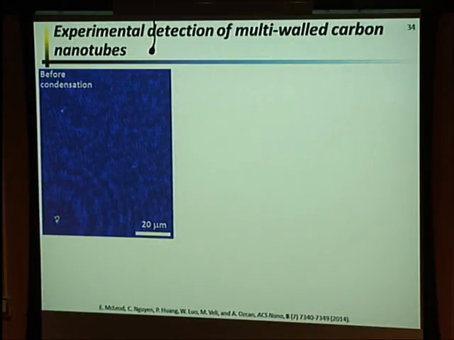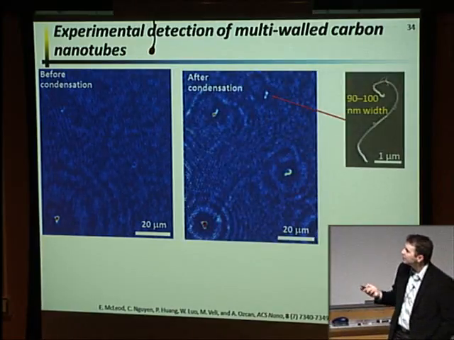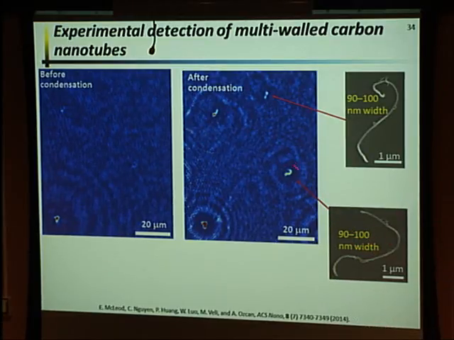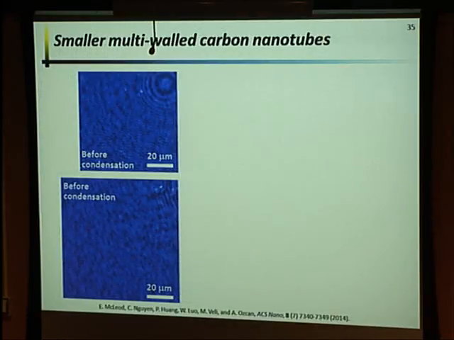So not only can we detect spherical particles, we can also detect different shapes of particles. This is looking at carbon nanotubes. As far as carbon nanotubes go, these are fairly thick. They're 90 to 100 nanometers in width. You can see that before condensation, we can't really detect them. But after we condense these nanolenses, we get strong signals. Another interesting thing to note is that these carbon nanotubes are very hydrophobic. So you wouldn't normally be able to immerse them in a solvent, yet this procedure is still working fairly well, and we're still getting these nanolenses condensing around these objects.